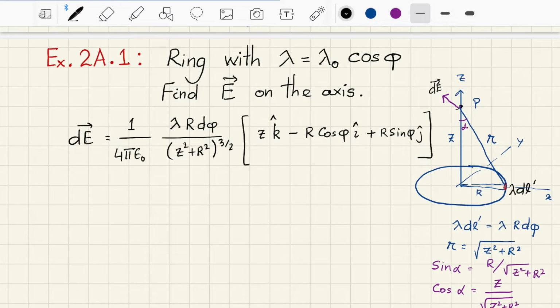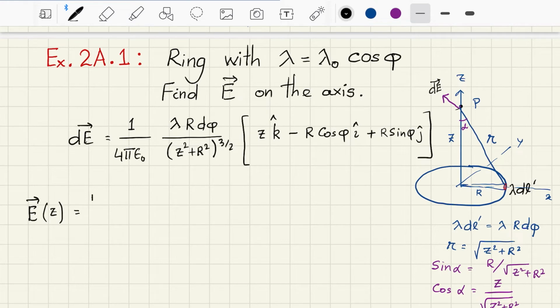Now all that we need to do is to integrate, and the integration is only over d phi. So that's a simple integral, and let's write down then E on the axis. This is E at this point z.